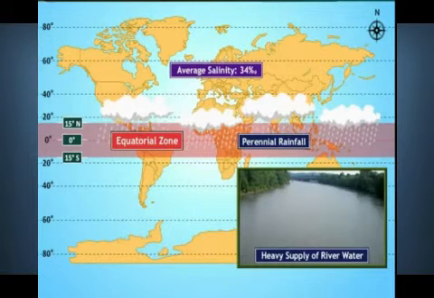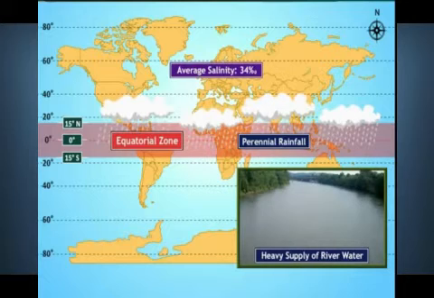Now, first region is the equatorial region. The equatorial region is located between 0 and 15 degree north and south of the equator. This region receives direct sunlight, thus having high solar energy. This region also receives heavy rainfall throughout the year, thus having many rivers that flow into the ocean. The average salinity in the equatorial region is 34 parts per thousand.